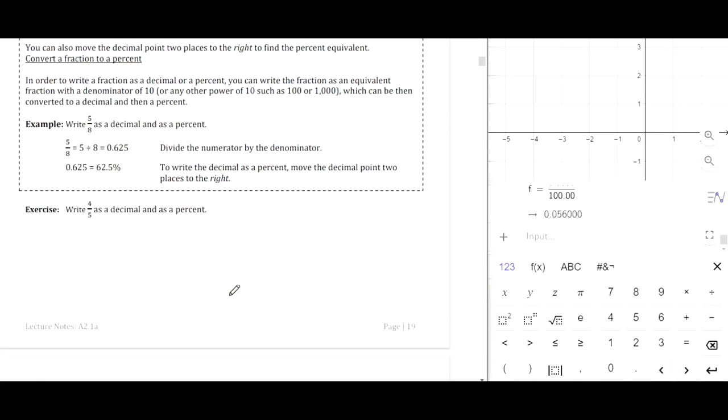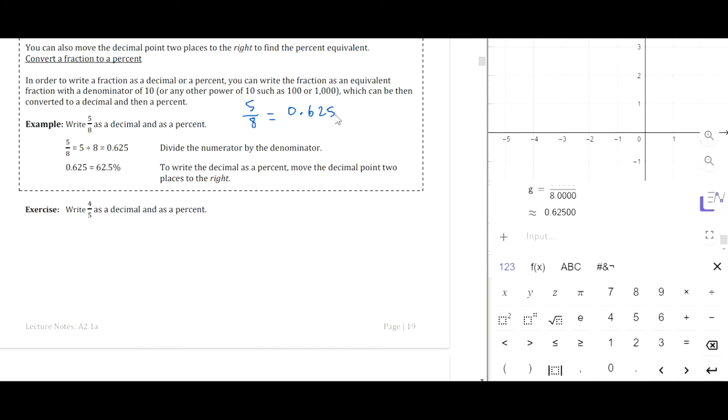Finally, we can also take a fraction and write the fraction as a percent. So let's take 5/8, write it as a decimal, and then write it as a percent. So if we go 5 divided by 8, we see that 5/8 as a fraction is the same as 0.625 as a decimal.